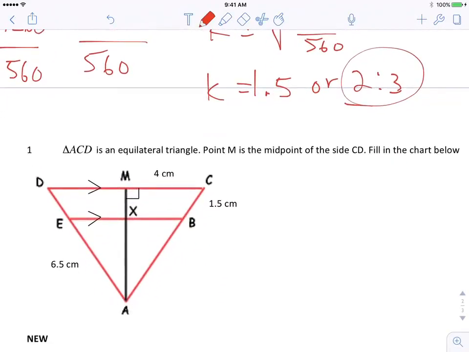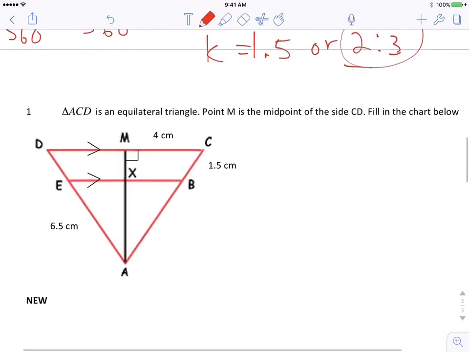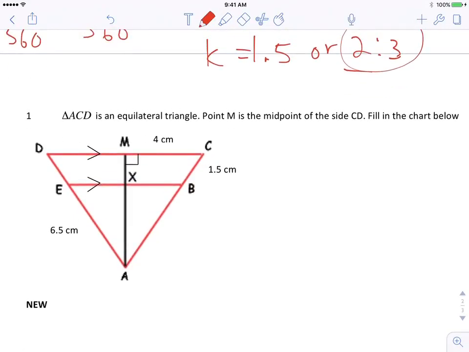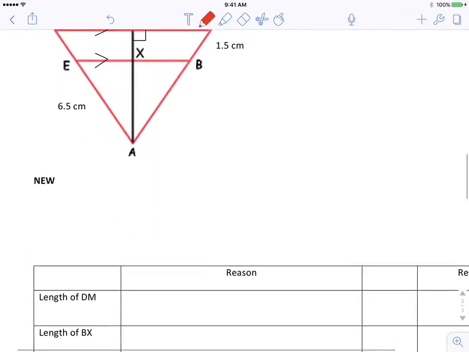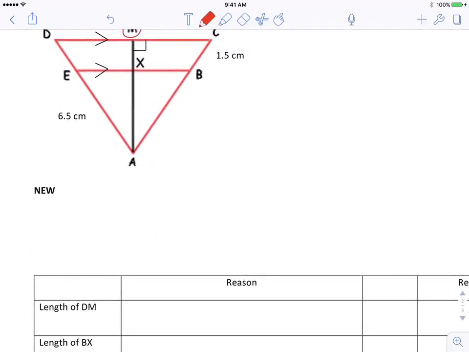Here's a question that I'm going to ask you to do on your own, really. It's telling you triangle ACD, the entire large triangle, is an equilateral triangle. Point M is the midpoint of the side CD. Okay, so we know point M is a midpoint. Fill in the chart below. So you've got a chart in your handout, and I want you to fill in all the respective side lengths.